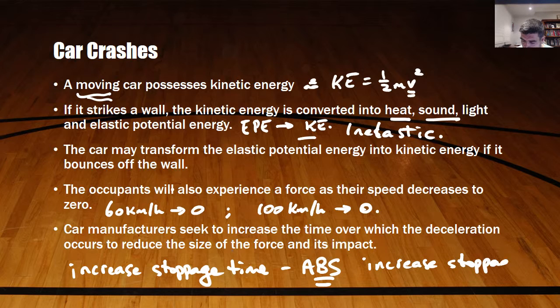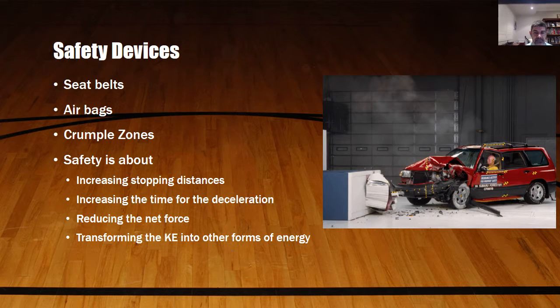So we've got to try and increase stoppage time or increase stoppage distance. And most of the devices that we see in cars are designed to do one or both of those things. So let's have a quick look at a couple of those. The seat belts have been around for some time now, and the idea of the seat belt is again to slow your progress towards the steering wheel or the dashboard, so that the seat belt is going to actually put a force on you that's going to slow you down so you don't hit that as quickly.